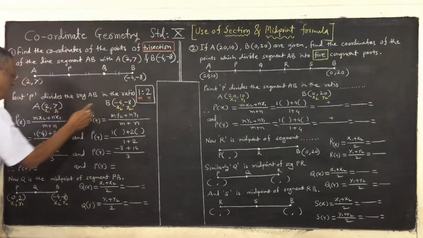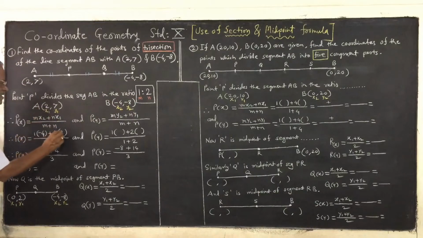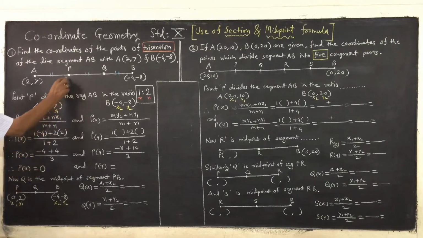Then n into x1, it is 2 into 2, so you can say that -4 plus 4, 0, 0 divided by 3, you are getting the value x coordinate of P. See that the value x coordinate of P is 0 there. So you are getting the x coordinate.